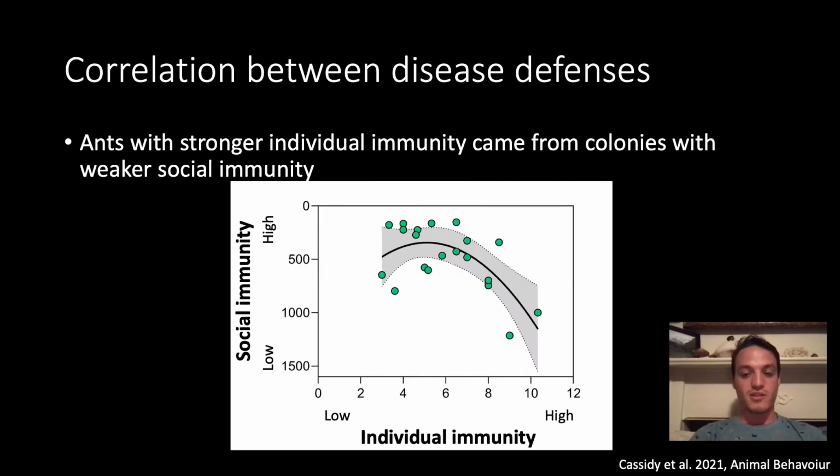We have previously shown in our acorn ant system that these two levels of immunity seem to be correlated, such that individuals with stronger social immunity consist of workers with weaker individual immune systems. This is shown in this figure here, whereas individual immune strength increases on the x-axis, social immune strength decreases on the y-axis. In other words, acorn ant colonies either have strong individual or collective protection, but not both.